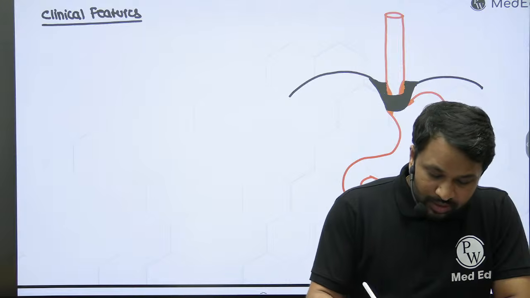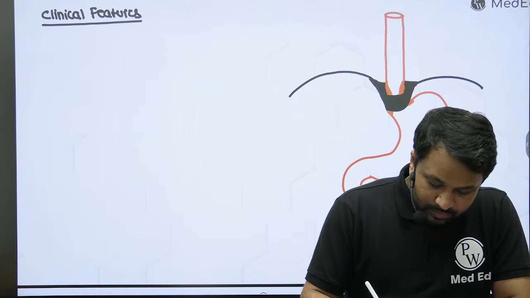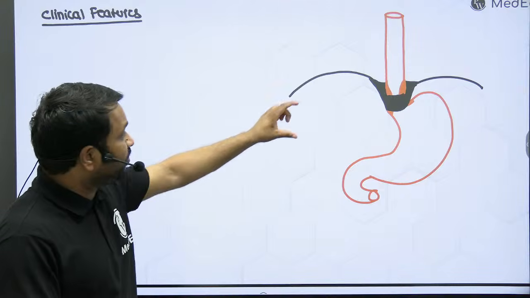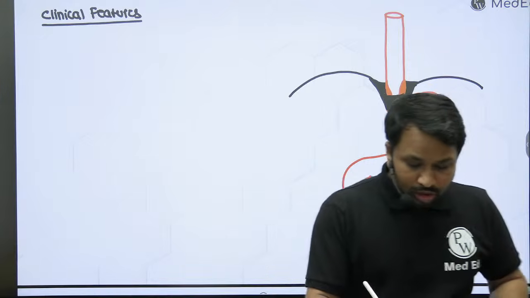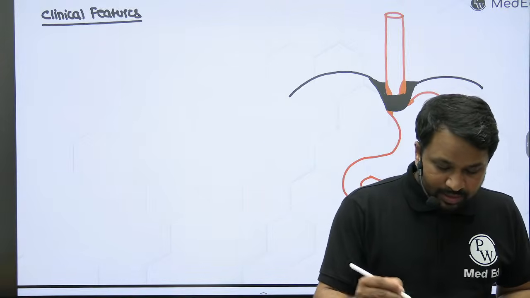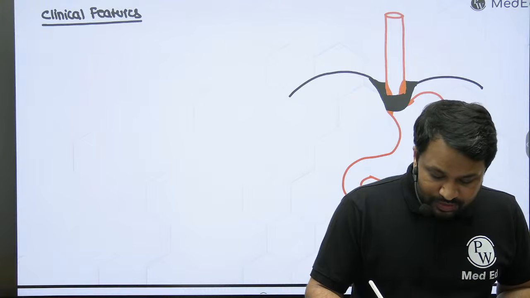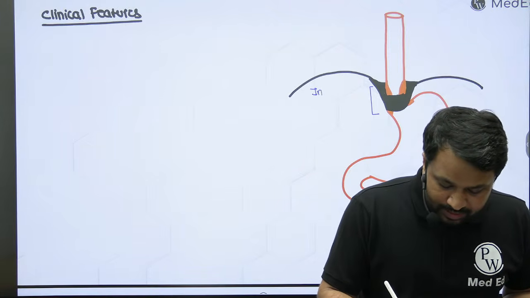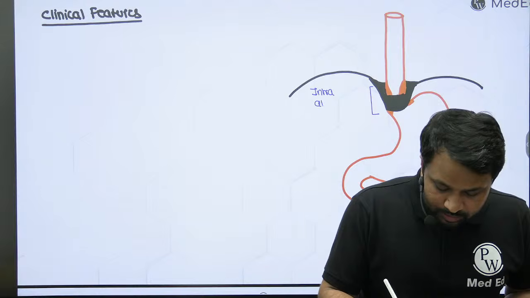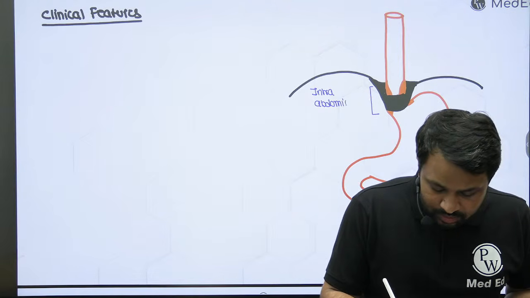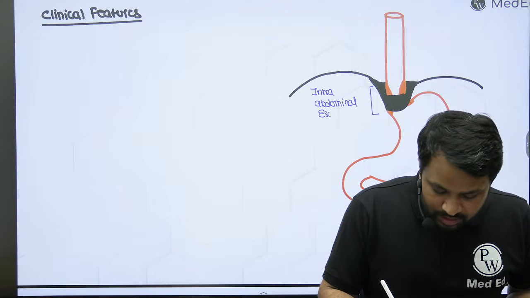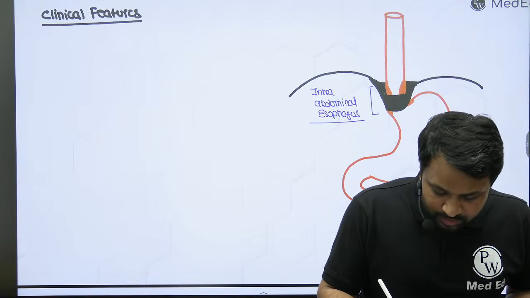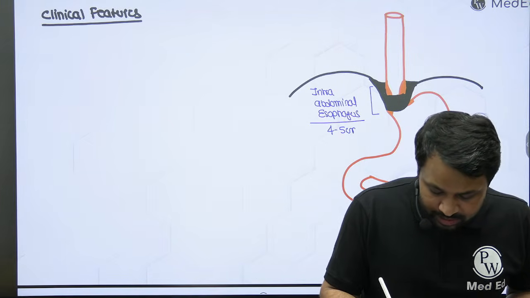The second thing that you will notice is going to be the intra-abdominal length of the esophagus. Normally the esophagus is 25 centimeters. The entire esophagus is 25 centimeters. This part is what we call the intra-abdominal esophagus, and it is going to be approximately 4 to 5 centimeters.